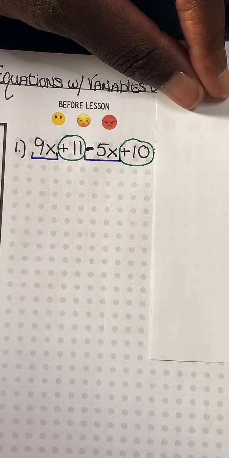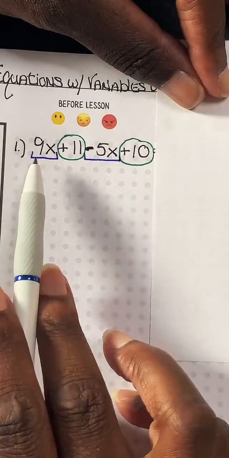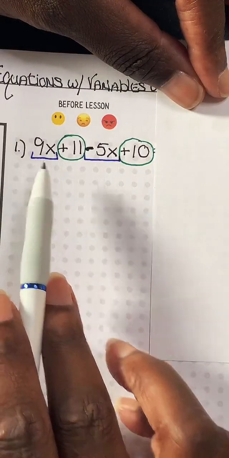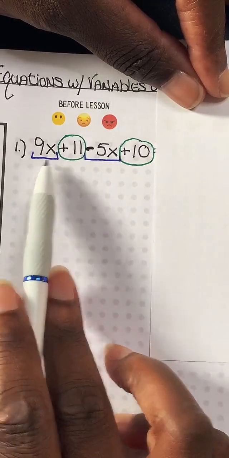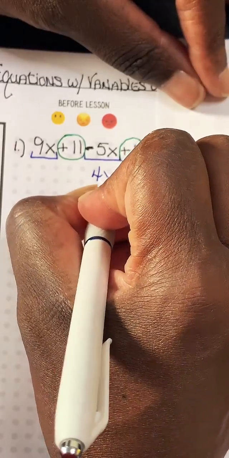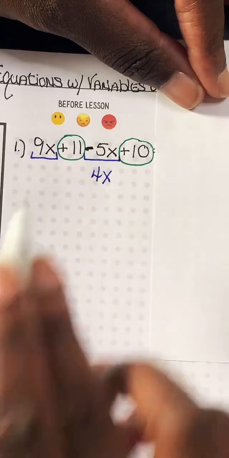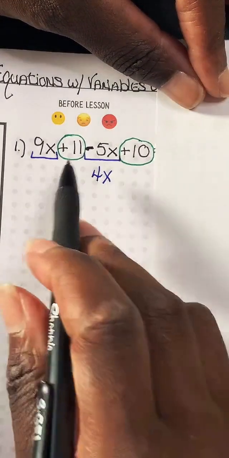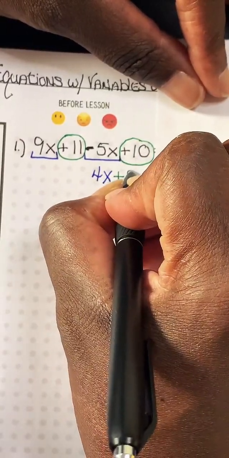We're so used to, and actually I want to say programmed, to say, oh, whatever we do on one side of the equal sign, we do on the other. Well, guess what, my babies? We're all on the same side of the equal sign. So if we're on the same side, all we're doing is combining. So 9x minus 5x, that gives me my 4x. 9 minus 5 gives me 4. Now we have our 11 plus our 10, so that will give us a positive 21.